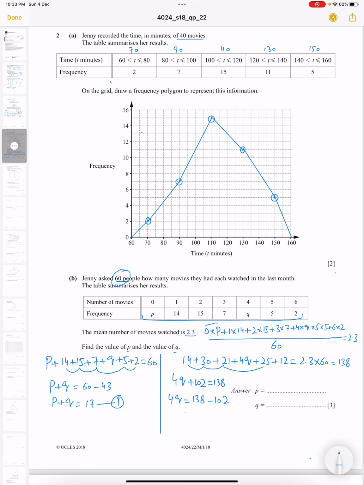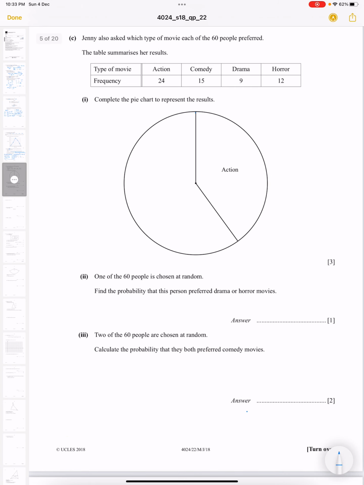138 minus 102, it's 36, and when we divide by 4 over here, we get q equal to 9. Using the value of q in equation 1, we get p is equal to 8. So p is 8 and q is 9. That's the answer to our question. Let's move to the next question now.